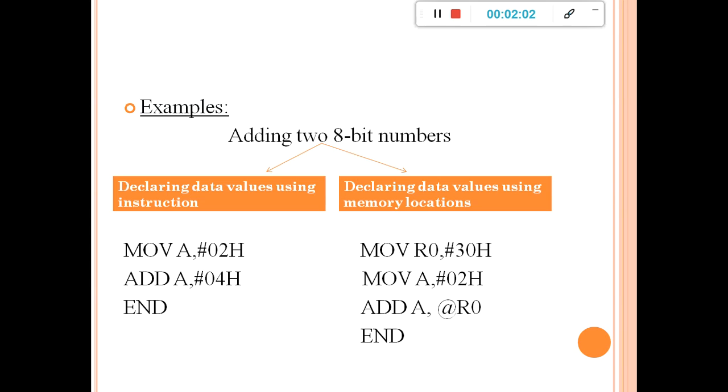For the first one, declaring data values using instruction, this is a program which is 3 lines of instructions. The first instruction is MOV A, #02. Here I used immediate addressing mode because you can see the hash in front of the value. It is a pound sign. So this entire instruction is an immediate addressing mode.